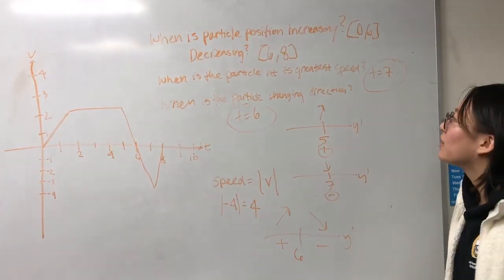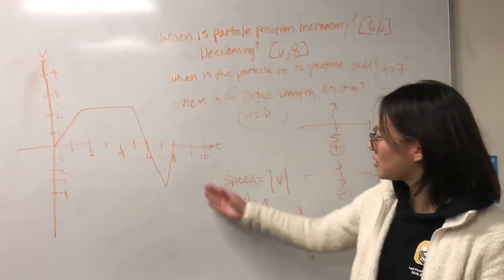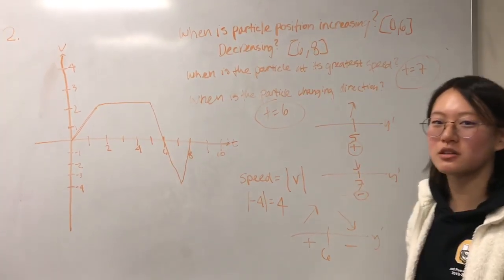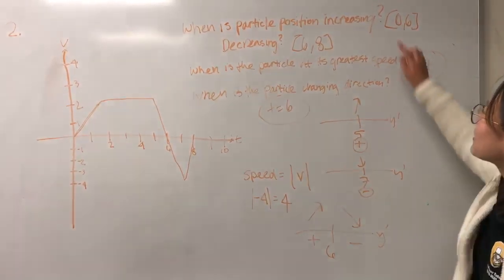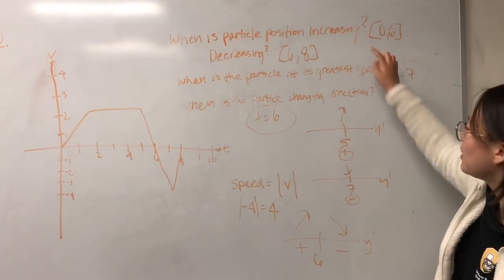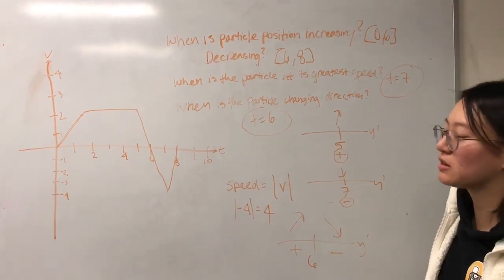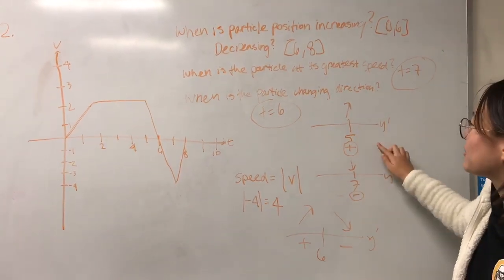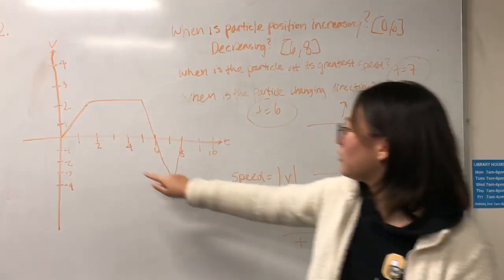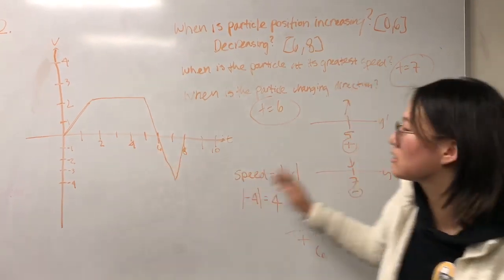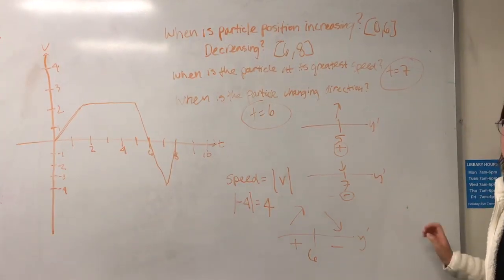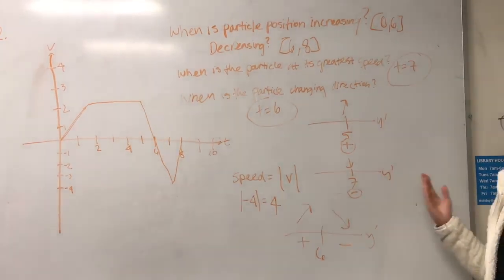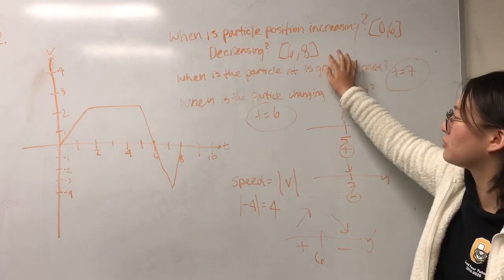Alright, so in question 2, it gives you a graph, and this is the velocity graph rather than the position. So in other words, it's the first derivative. It asks you, when is the position increasing? When the derivative or the velocity equation is positive, that means that the position is actually increasing. So on the graph you see where it's positive, that's 0 to 6. That's when the particle position is increasing, and the opposite is decreasing when the velocity is a negative value. So that would be the interval 6 to 8.